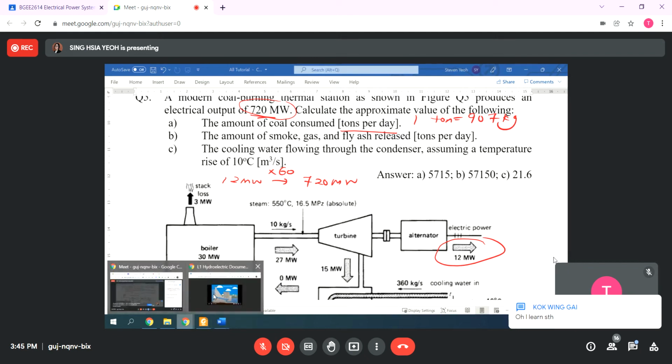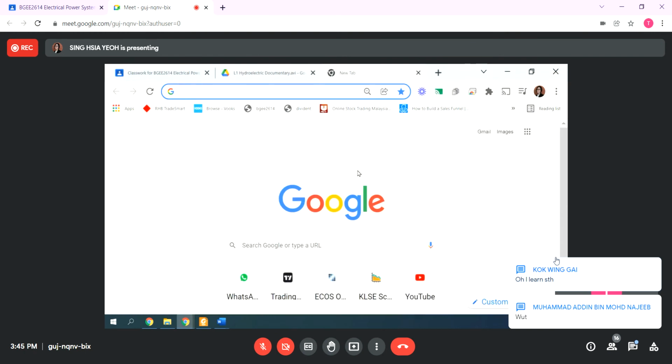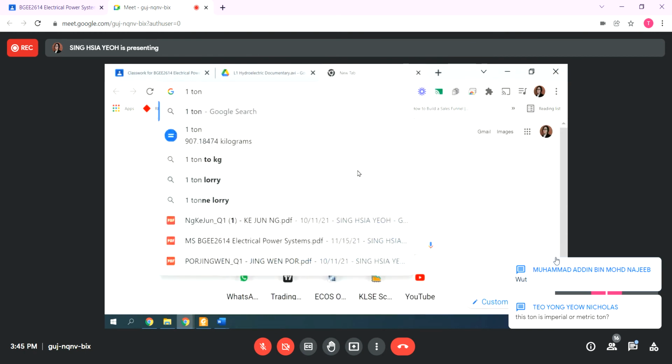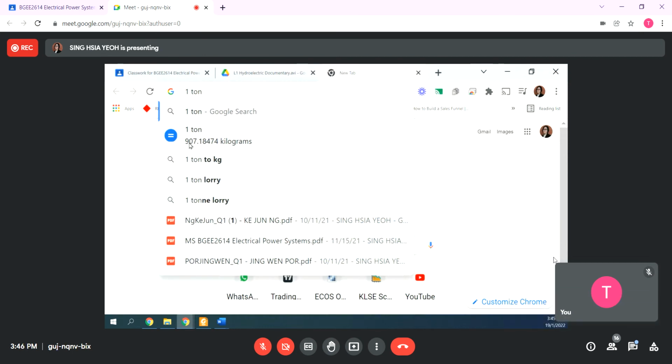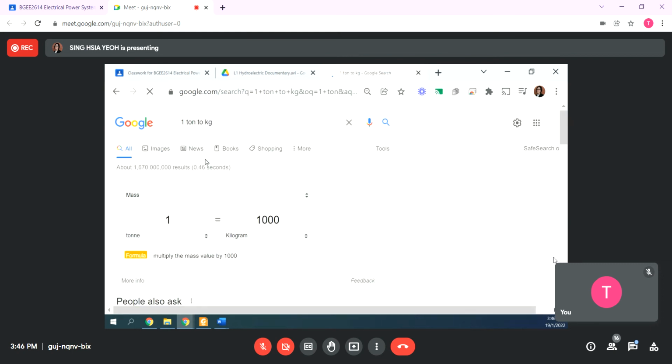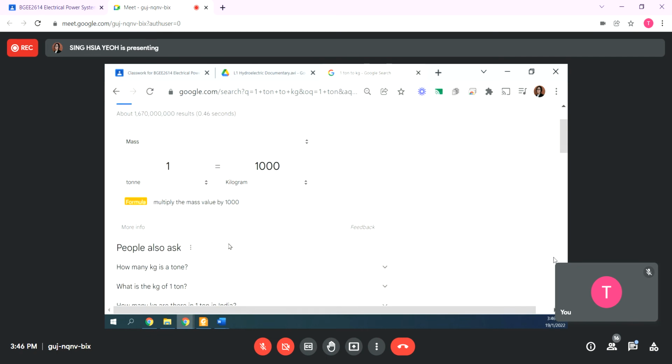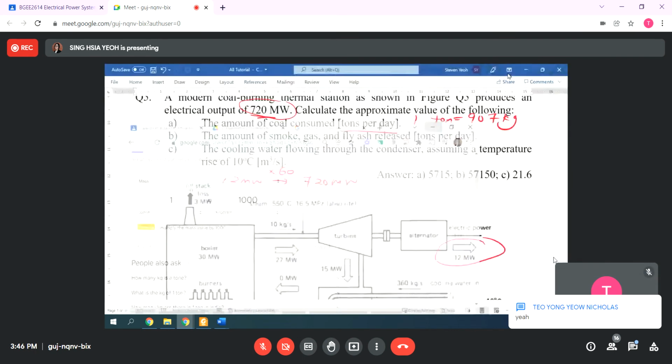Google. See, 1 ton to kg, 907. This is a good question. I just follow this one. 1 ton equals 907 kg. But normally people will put 1,000. It's actually near to 1,000. Okay, but no worry, no worry.